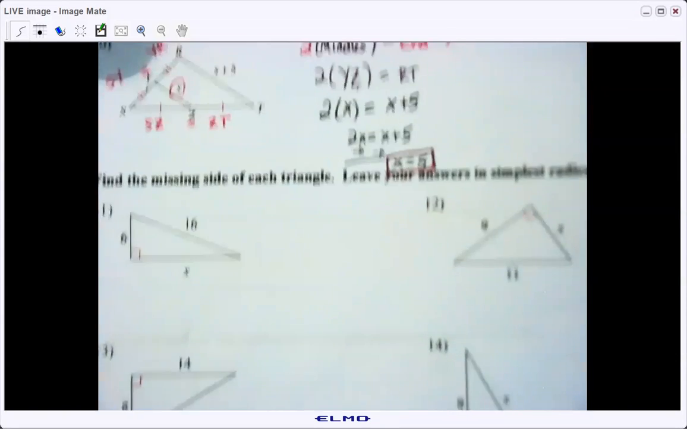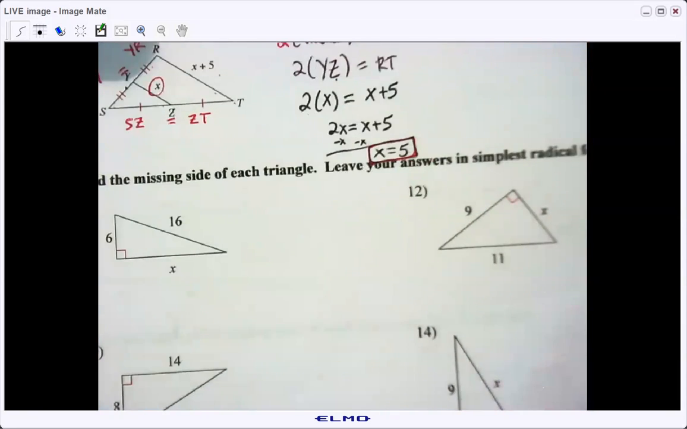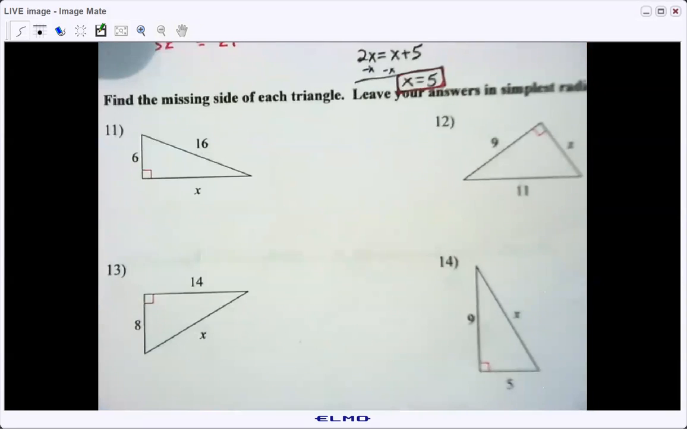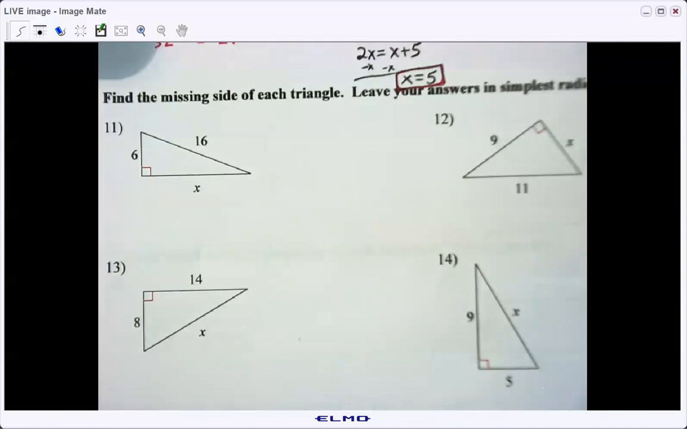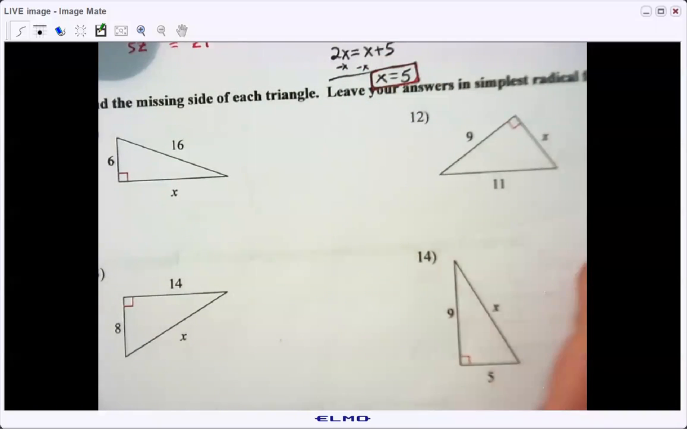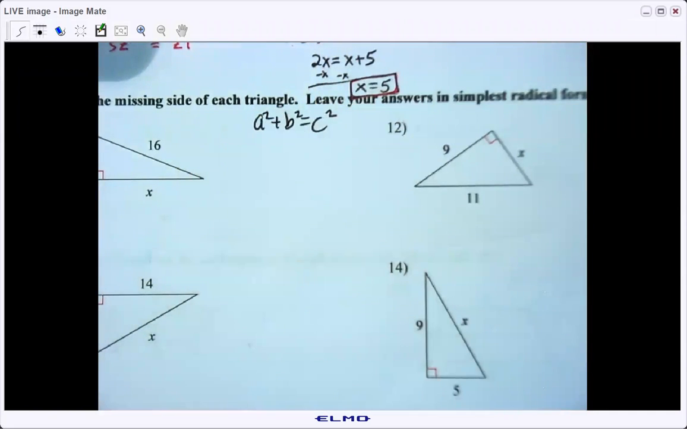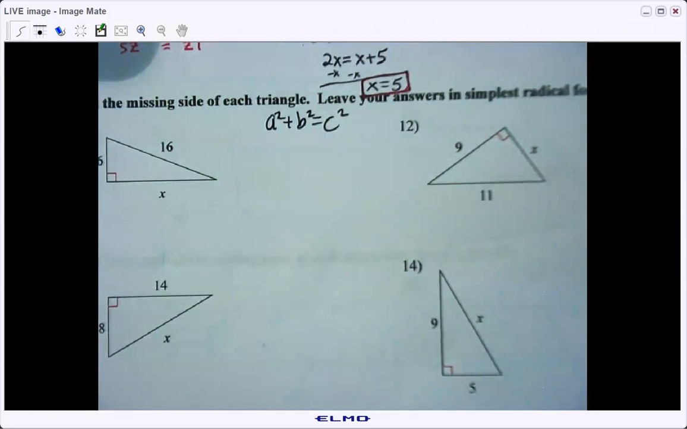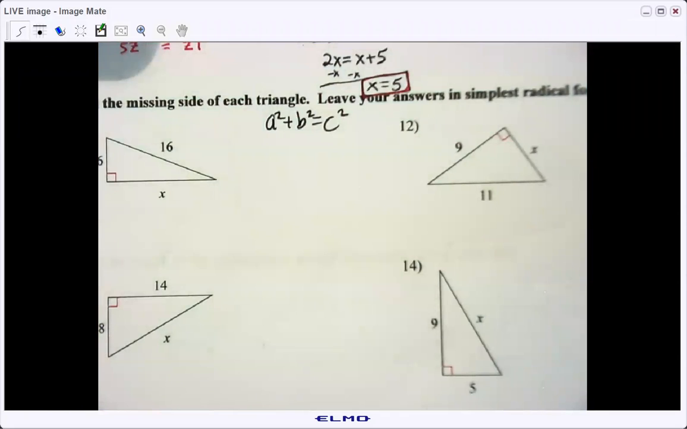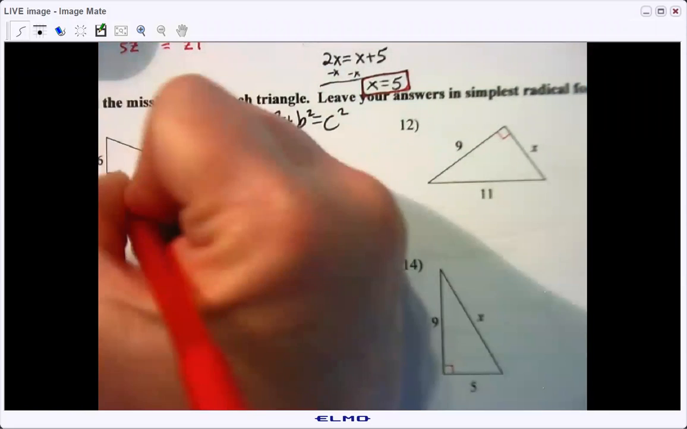Moving on to something that's a little more familiar, which is our Pythagorean theorem. The first thing we need to do is identify the hypotenuse. So our formula: a squared plus b squared equals c squared. Where c is always, where do I find c? Across from the right angle. Perfect. Across from the right angle.